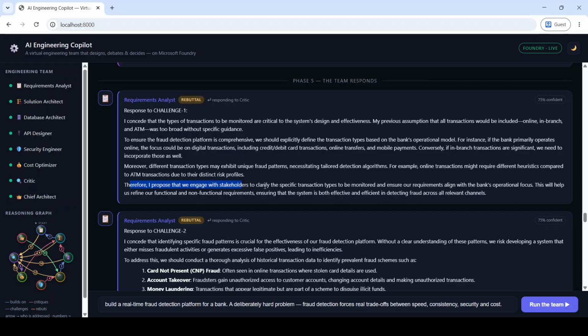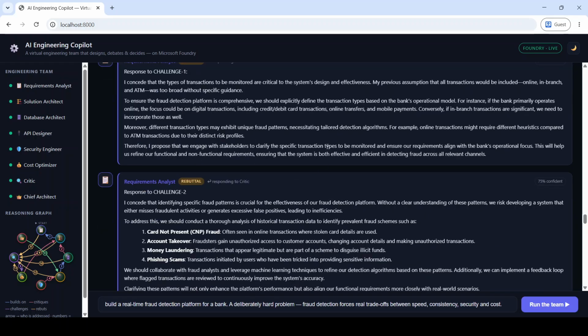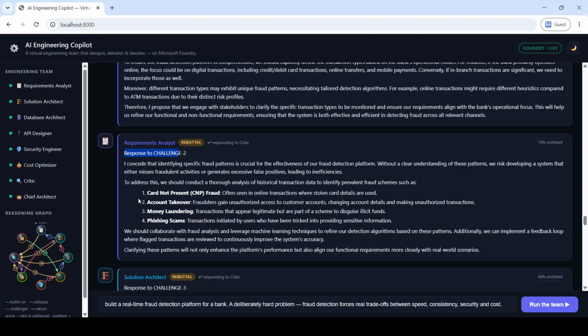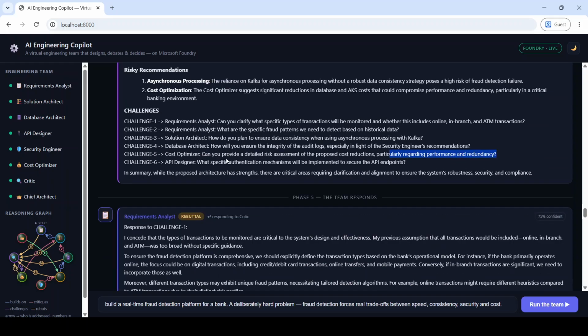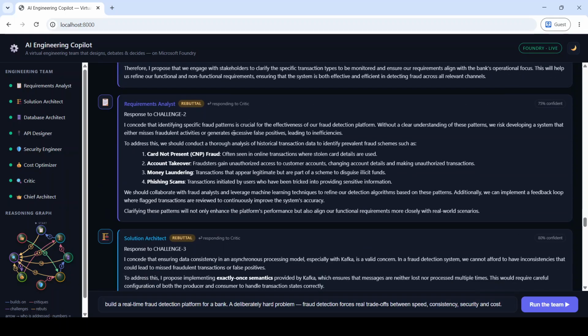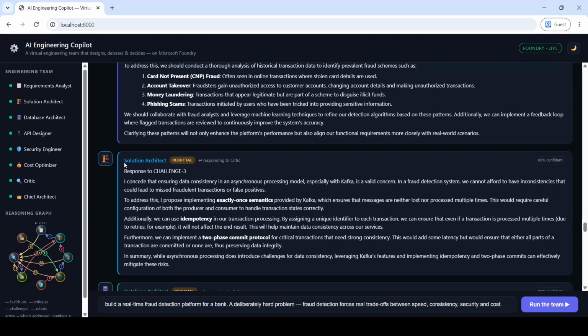Okay, therefore I propose to engage stakeholders to clarify specific transaction types. And you can see card-not-present fraud, account takeover, money laundering, phishing scam. The critic agent challenged each agent. So to the database architect, cost optimization: can you provide a detailed risk assessment of the proposed cost, particularly regarding performance and redundancy? You can see how the critic challenged, right? To the API designer: what specific authentication mechanism will be implemented to secure API endpoints? So the critic is questioning each agent again.